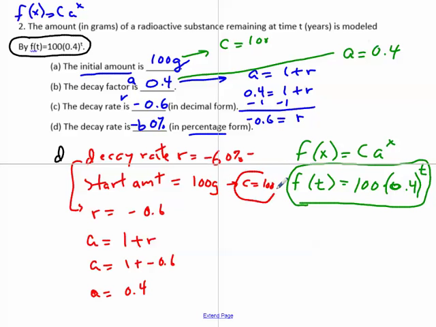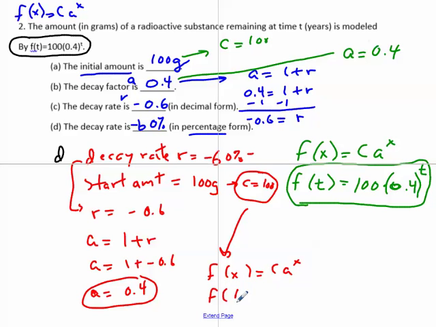So here's my c information, here's my a information, and I could again just create my f of x equals c times a to the x power, specifically in this situation, f of t equals 100 times my a, 0.4 to the t power. It's all related. Whatever information I've been given, I can create that black starting equation. And from the black starting equation, I can pull out information to give me my blue information as well.